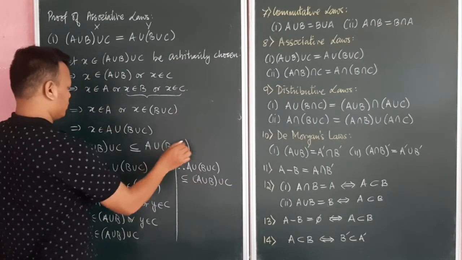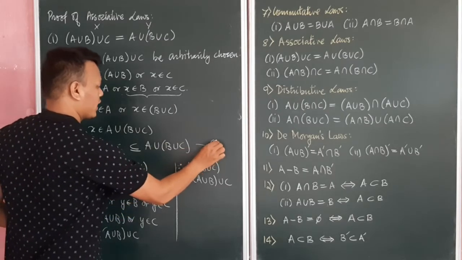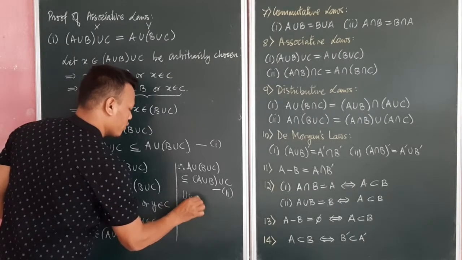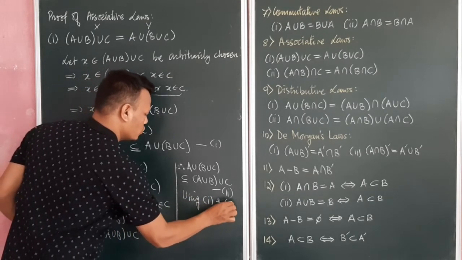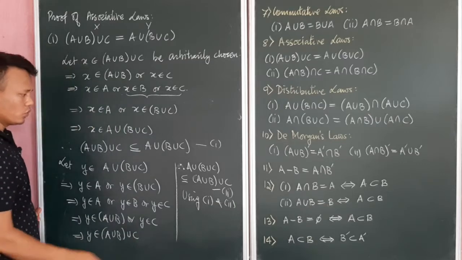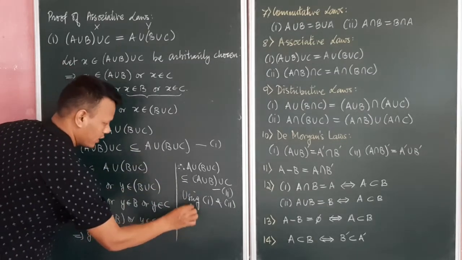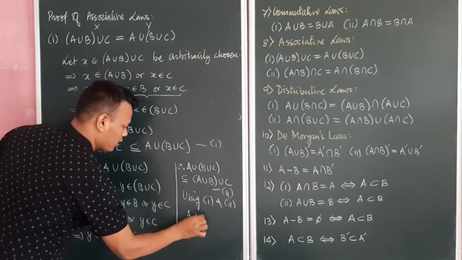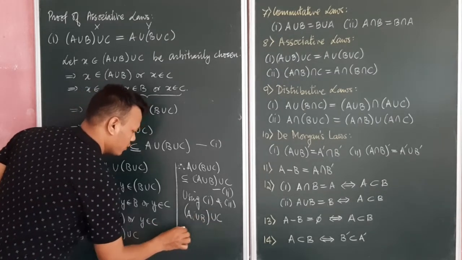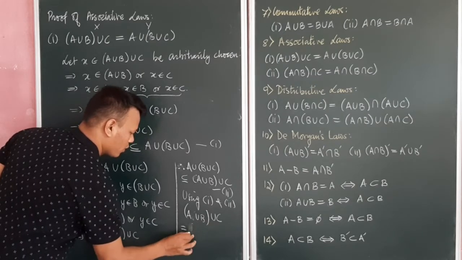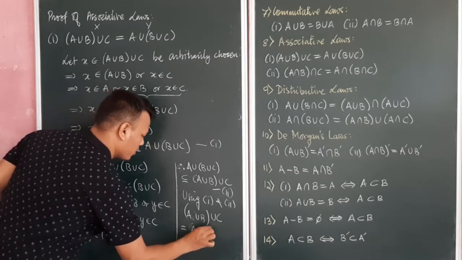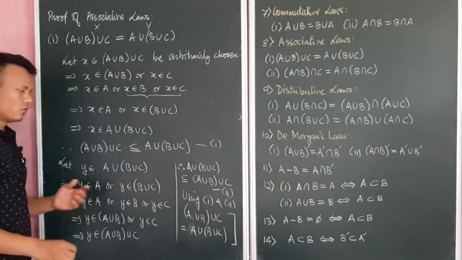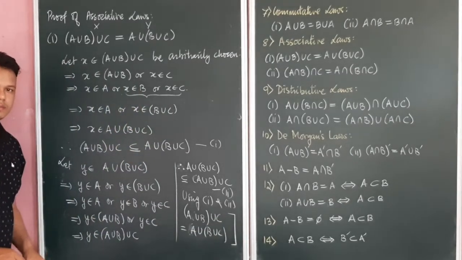Okay, so if you call this as 1 and this as 2, you will write using 1 and 2, that is this and this, you can write A union B union with C will be equals to A union with B union C. So that's what we wanted to show out here. So pause the video and note it down.